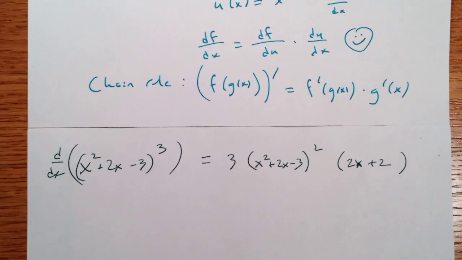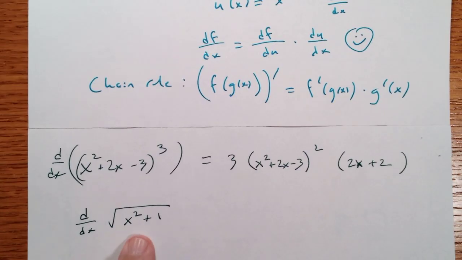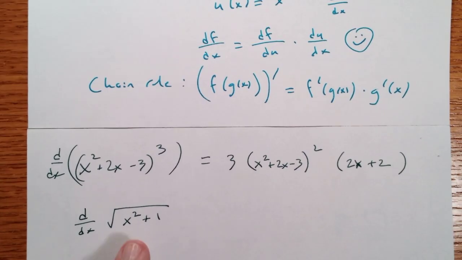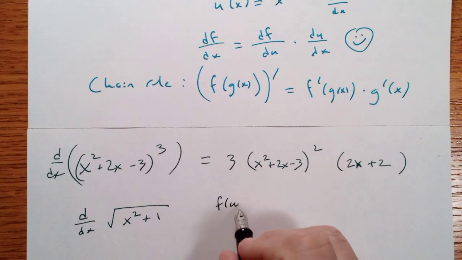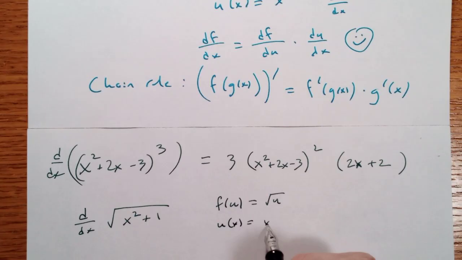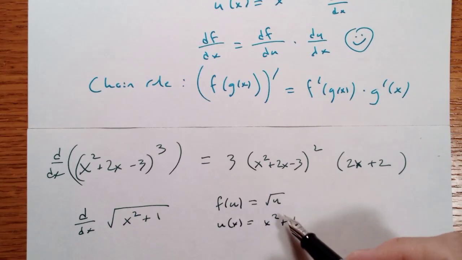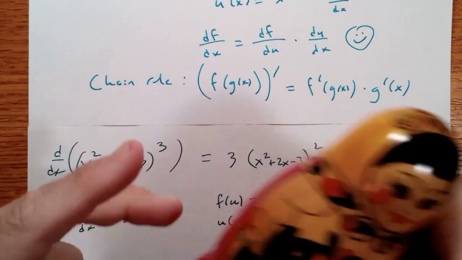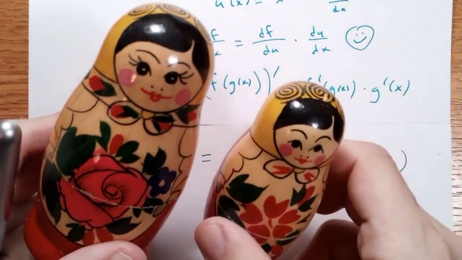As long as I have an outside and an inside, I want the derivative of the square root of the quantity x squared plus 1. That's what's under the radical. That's the inside. I can think of the f of u as the square root of u. I can think of u of x as x squared plus 1. An outside part and an inside part.